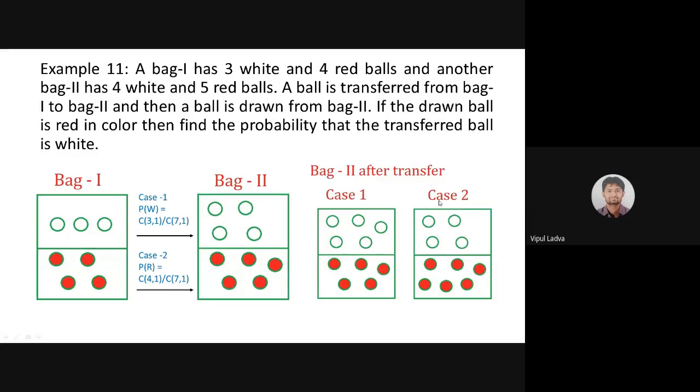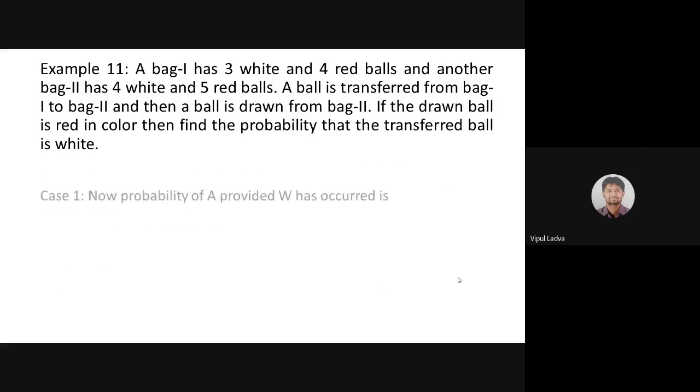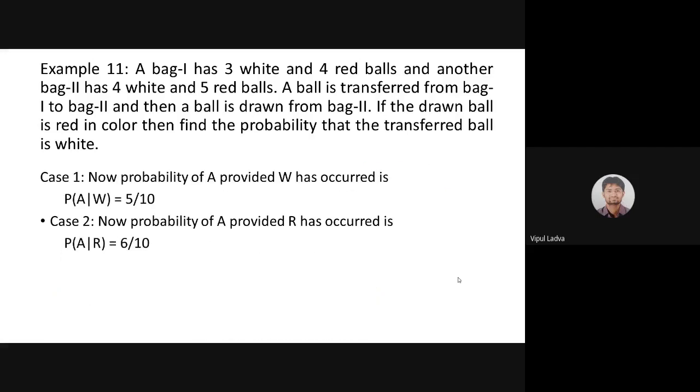And in case 2, the total number of balls will once again be 10, and the balls which are red in color are 6. So A over W will be 5 by 10. Probability of A over R, R is related with case 2, that means red in color. So A over R will be 6 by 10. These are the reasons why P of A over W is 5 by 10, and A over R is 6 by 10.